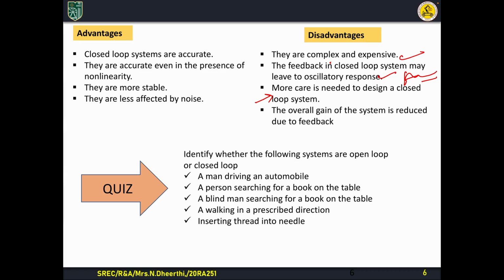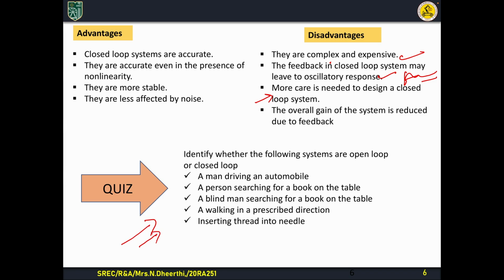You can take a simple quiz to identify. That's all about open loop and closed loop control systems, and their advantages and disadvantages. I also gave an introduction to what is meant by a control system. I think you understood what a control system is, the types of control system, open loop and closed loop, and their advantages and disadvantages. You have a quiz here, just try to answer it by yourself.